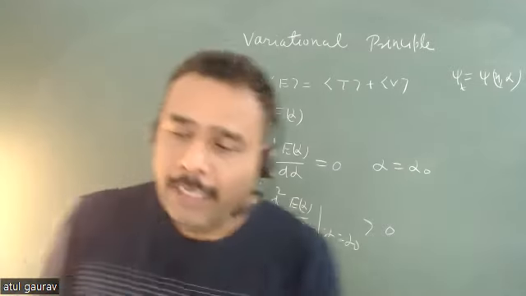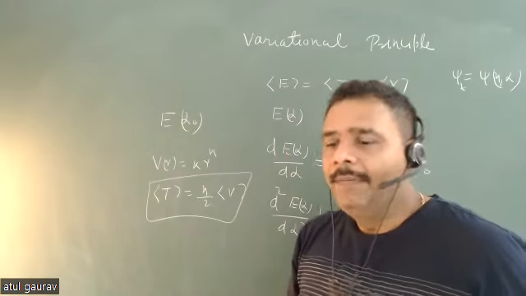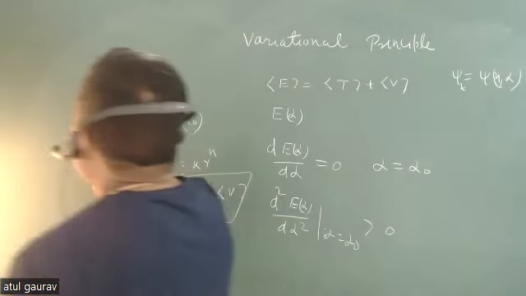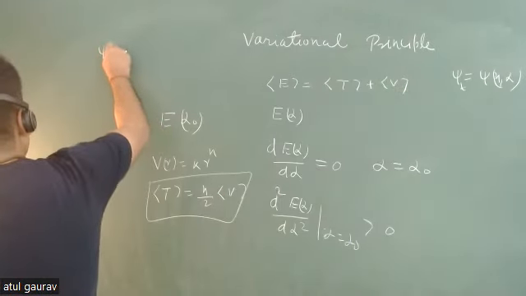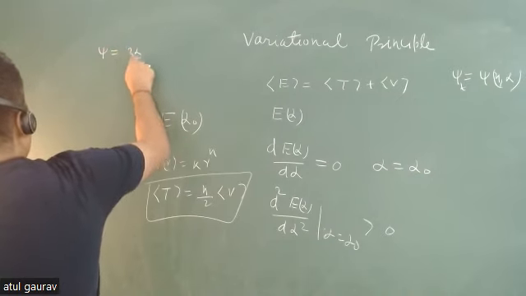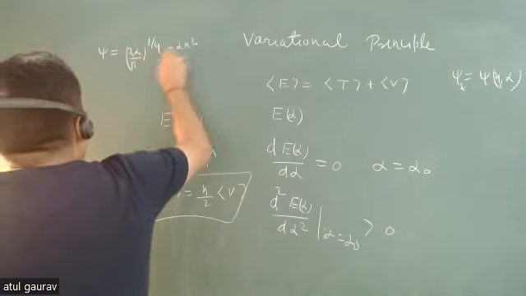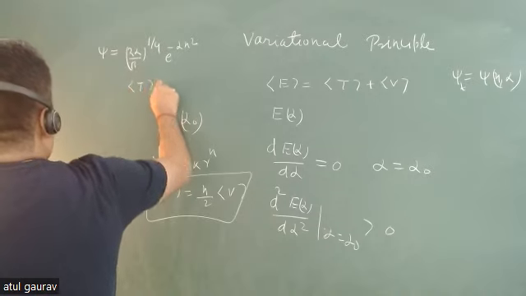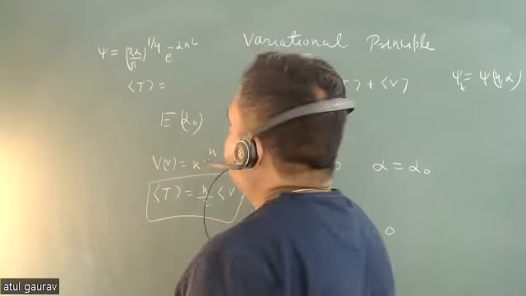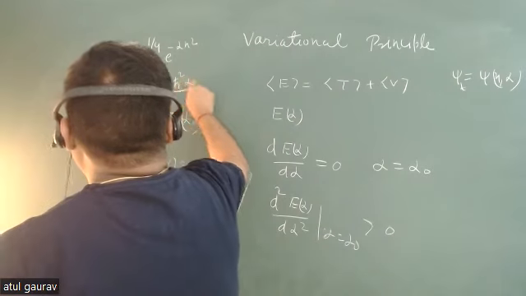And the best thing is that you should prepare the kinetic energy for different types of wave functions, mainly the Gaussian and the Dirac delta. Suppose this is your psi: (2 alpha upon pi) to the power 1 by 4 e to the power minus alpha x square. What is your kinetic energy? You remember all this? What is your kinetic energy? ħ square alpha by 2m.